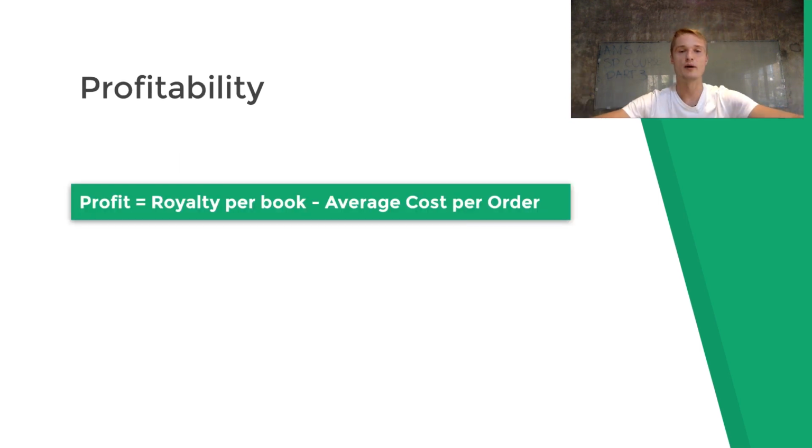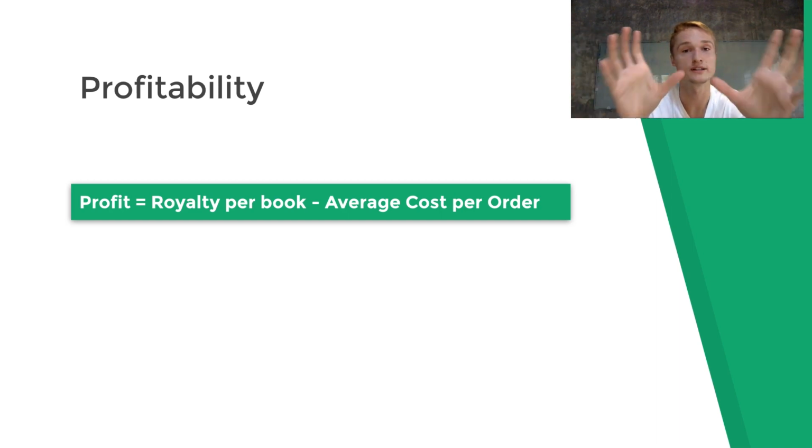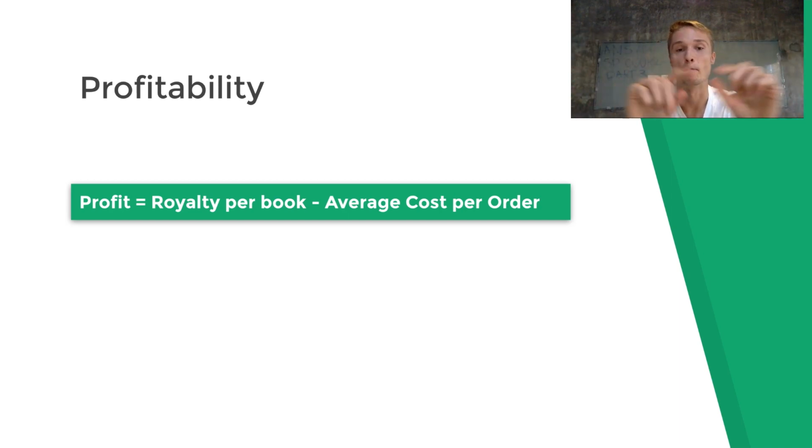Now, as a self-publisher, an author, writer, or self-publisher entrepreneur, as I like to call them, what you are concerned with to make your ads profitable is this basic equation. Profit equals the royalty you earn per book minus the average cost per order. I'll repeat once again: the profit for you depends on how much you make per order, based on how much you have to spend to get somebody to order.